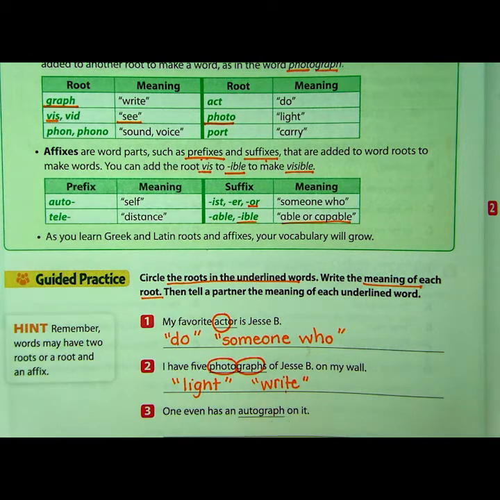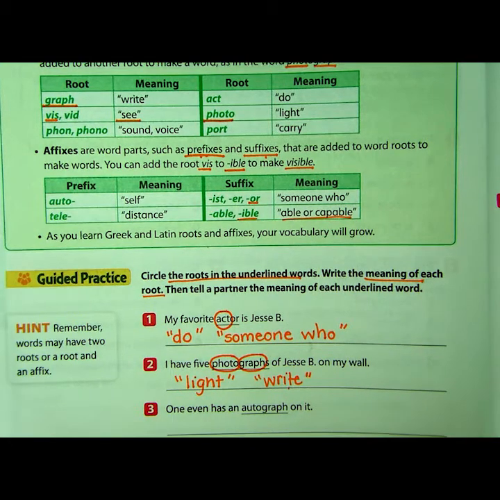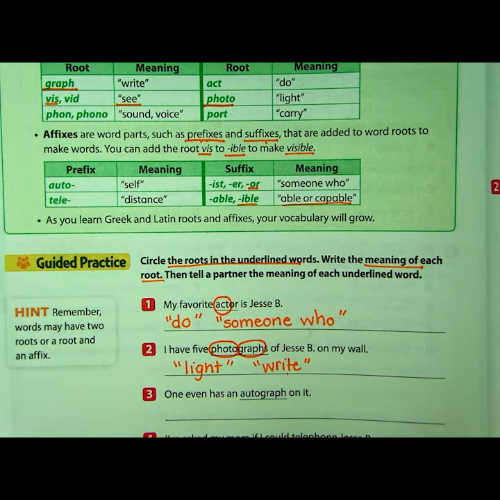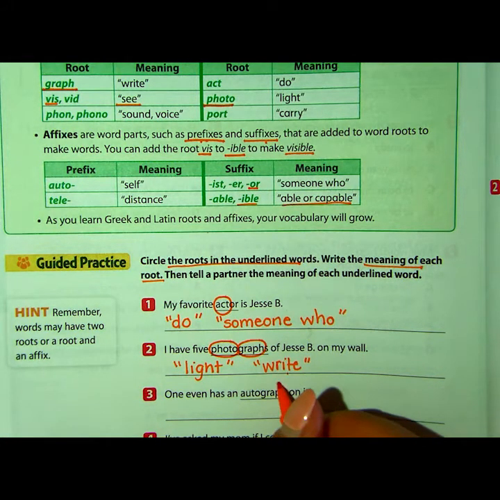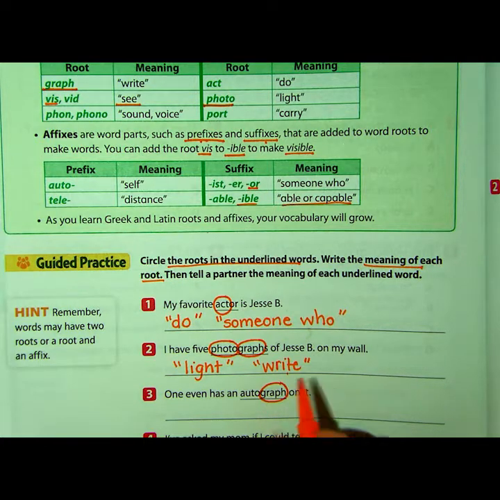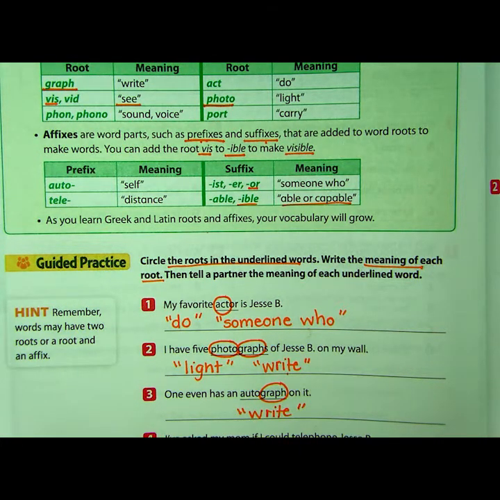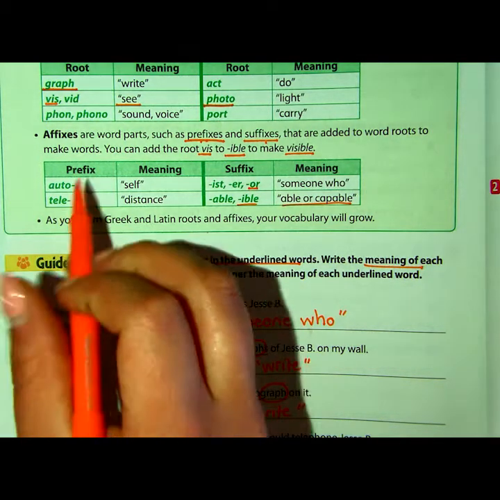Let's look at example number 3. One even has an autograph on it. Now, I know that many of you probably know the meaning of the word autograph. So let's look at how it's broken apart into its different word parts. Well, graph, we just said means write. We said that in the previous example. Now, what about auto? Do you see it on our chart anywhere? Right, it's right here. It means self.